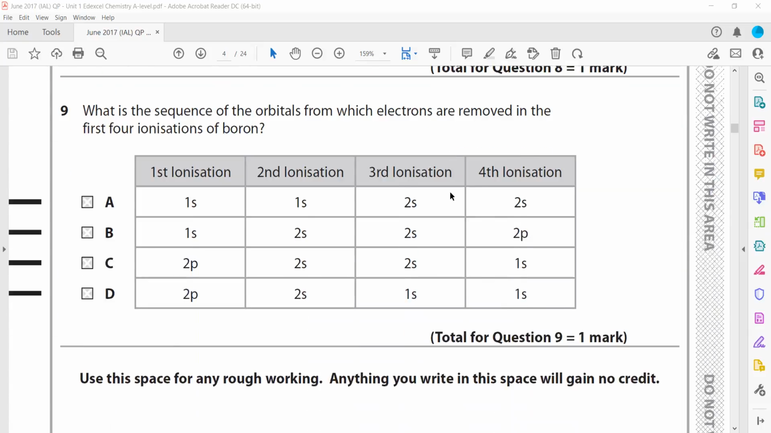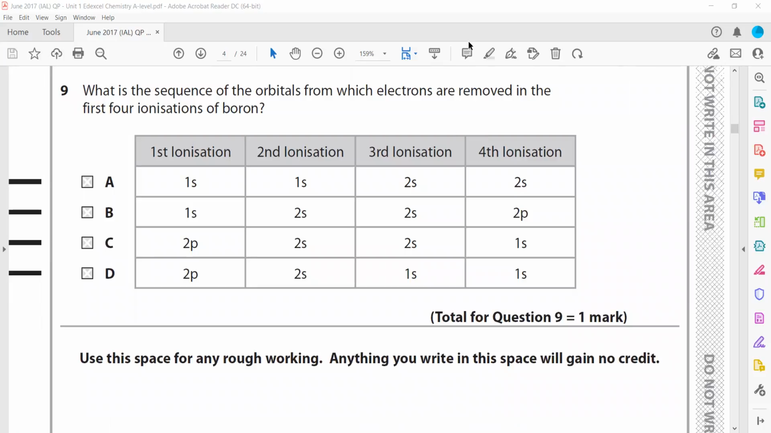Then what is the sequence of the orbitals from which the electrons are removed first for boron? First we write the electronic configuration. Boron is atomic number 5, so 1s2, 2s2, 2p1. First 2p will be removed, then 2s will be removed because there are 2 electrons, and then 1s will be removed. Electrons are always removed from the outermost shell first.